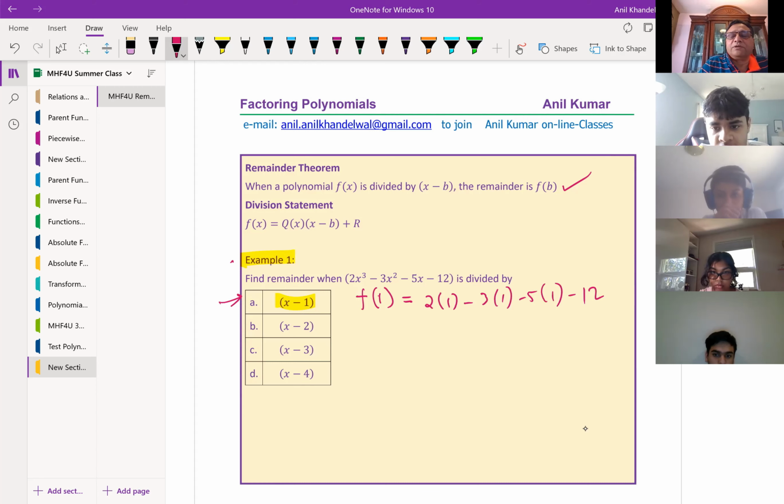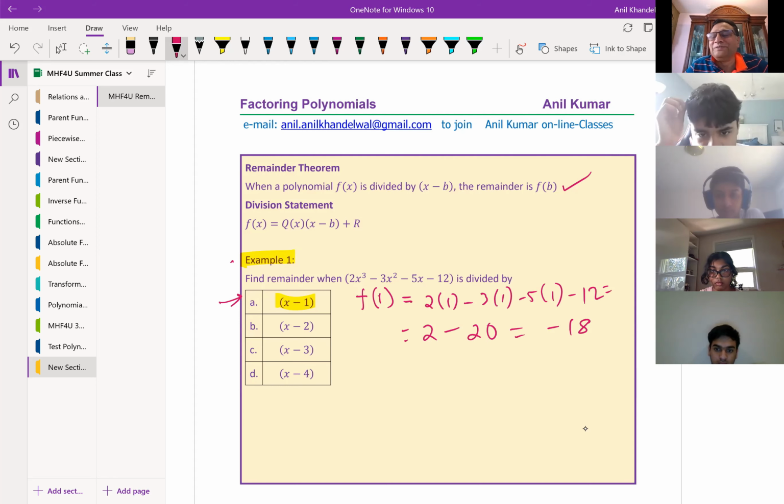Can you use a calculator? Tell me the answer. So 2 minus 3 is minus 1. So these three terms are all negative. Did you forget to add the powers? Oh, okay, never mind, it's 1. So 2 minus 3, okay, that's equal to negative 1 minus 5, so it's equal to negative 18. So we got this remainder as negative 18.